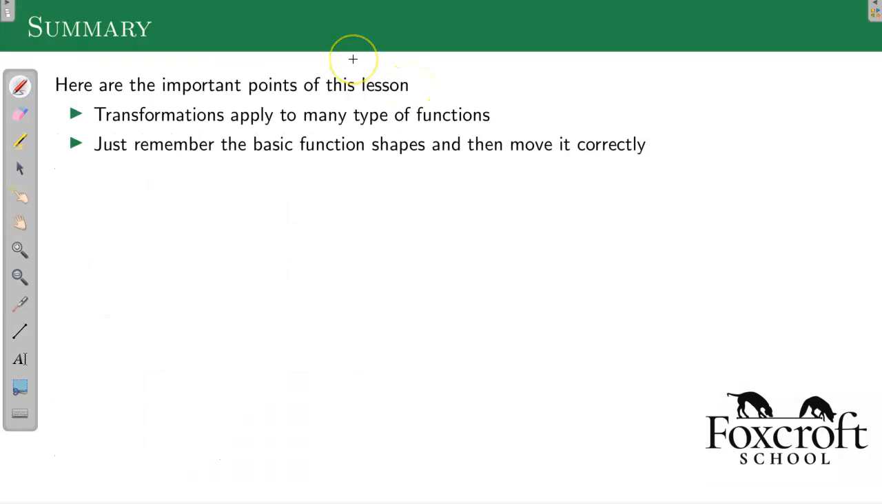So when you're graphing an absolute value graph, just remember transformations apply to many different types of functions. If you know your basic function shape, the V for absolute value, you're just moving it left and right, up and down, and maybe you have to flip it upside down.